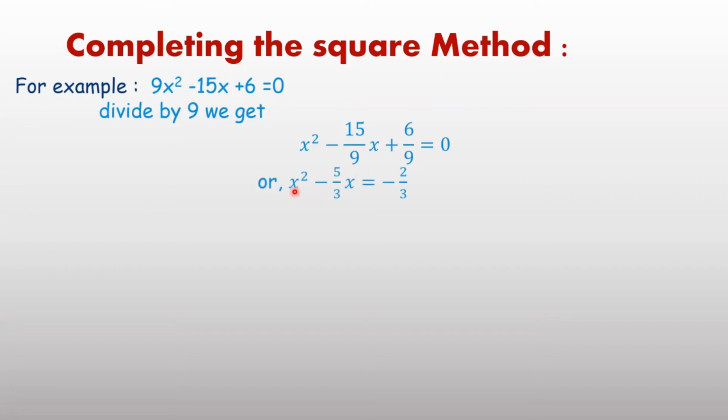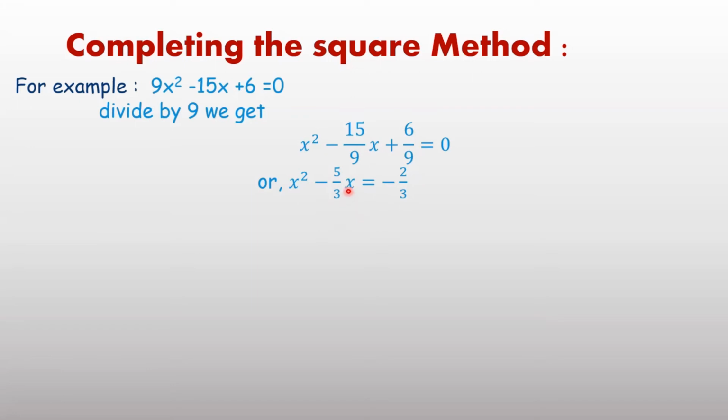For example, when an equation is given and asked, solve by making a perfect square. Step first already covered, divide by the coefficient of x square, divided by 9. We will get x square minus 15 upon 9 x plus 6 upon 9. Or further simplify, x square minus 15 upon 9. Just simplify, 3 3 is 9, 3 5 is 15, 5 upon 3 x equal to minus 2 upon 3. I hope the next step you can guess.